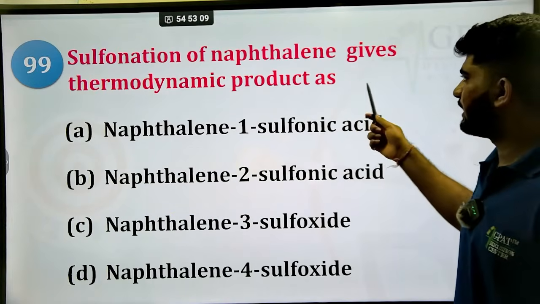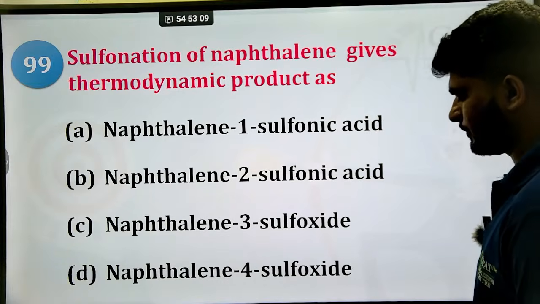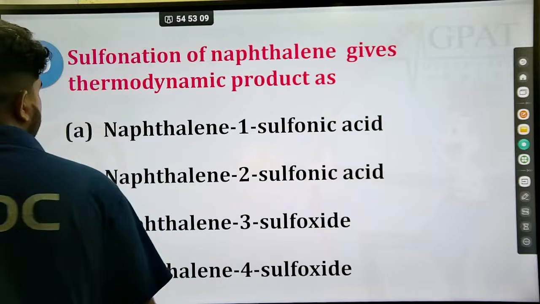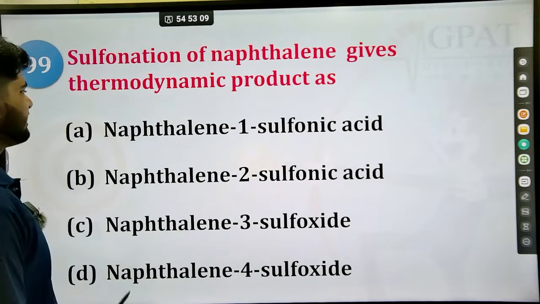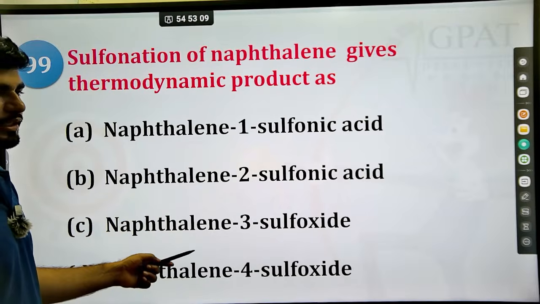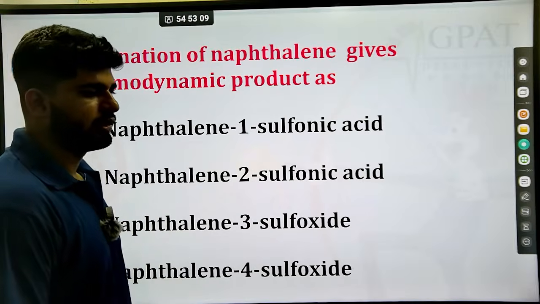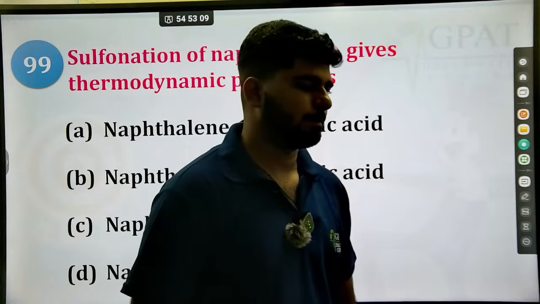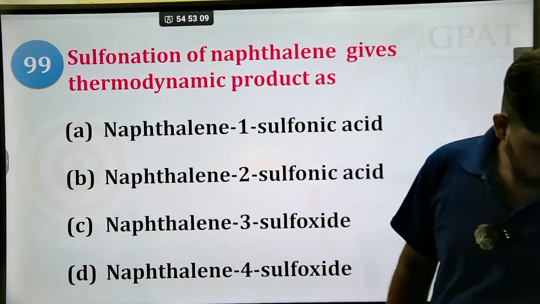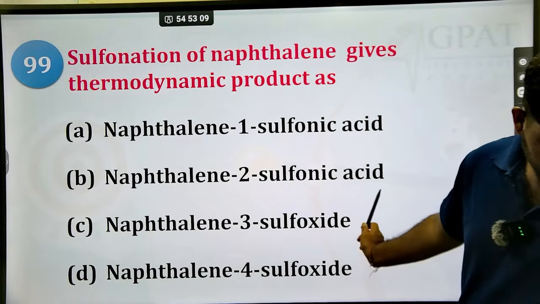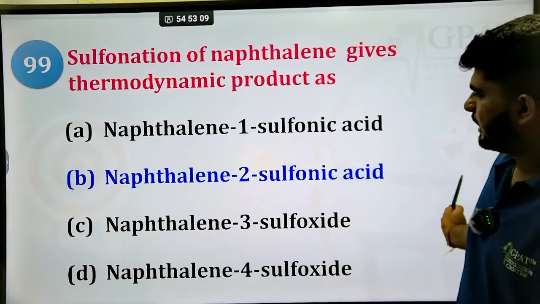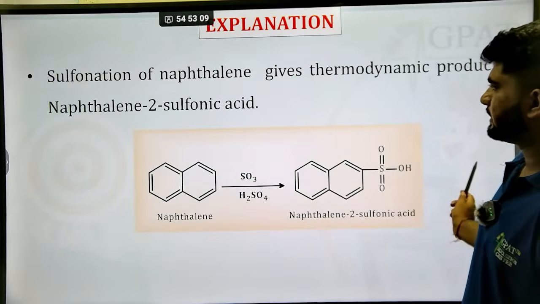Sulfonation of naphthalene gives the thermodynamic product, okay? Sulfonation of naphthalene will be giving you the thermodynamic product as naphthalene-1-sulfonic acid, naphthalene-2-sulfonic acid, naphthalene-3-sulfoxide, or naphthalene-4-sulfoxide. That is naphthalene-2-sulfonic acid, exactly.